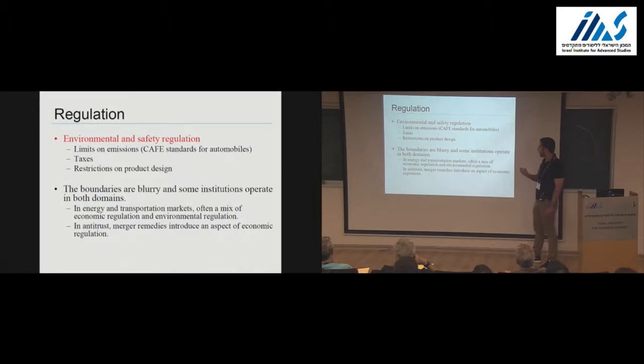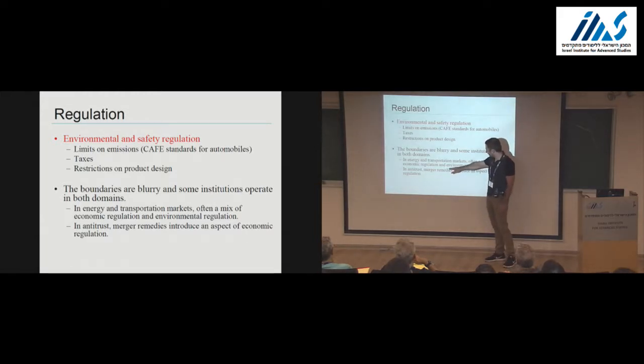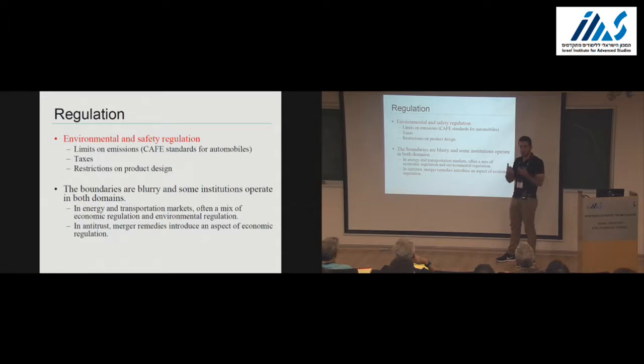The boundaries are blurry, and some institutions operate in multiple of these domains. So if you think about energy and transportation markets, it's often a mix of economic regulation and environmental regulation. We're actually going to look at one specific paper which looks at the interaction of those two and how in a world where it's easy to solve the environmental problem absent economic regulation, once you put economic regulation in, it becomes more complicated. Okay, and in antitrust, one thing we'll talk about are merger remedies. So that is, the government lets you merge, but it says once you merge, you have to follow these rules. Okay, so that introduces an aspect of economic regulation into antitrust regulation.